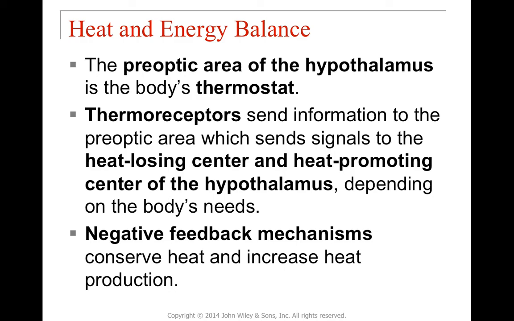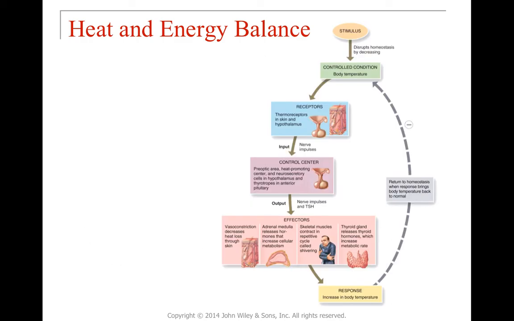And these thermoreceptors are there to be able to send information. So there's thermoreceptors all over your body that are going to send signals to different regions, right? So there's a region in the hypothalamus that's the heat-losing center, and there's a region that's the heat-promoting center in the hypothalamus, and that's going to be dependent on what the body needs. And this is going to allow us to have a feedback mechanism that allows us to conserve and increase heat production when we need it.